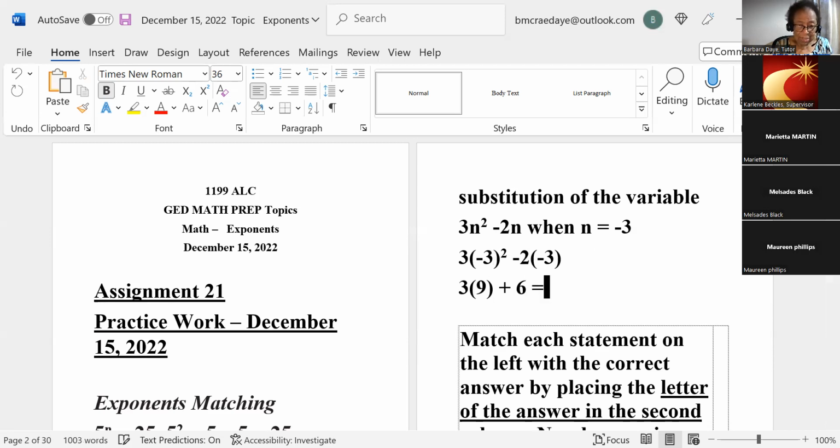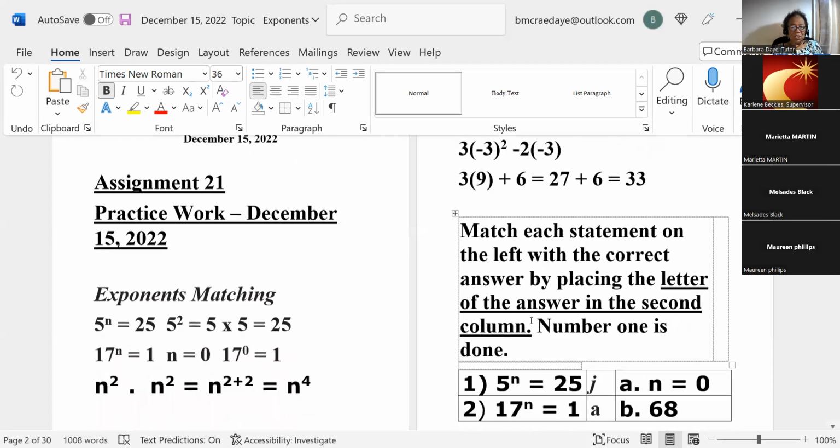So what's that equal to, Mercedes? What's 3 times 9? 27. Very good. And we add the 6. And what's that equal to, Mercedes? What's 27 plus 6? That is 33. 33, right.